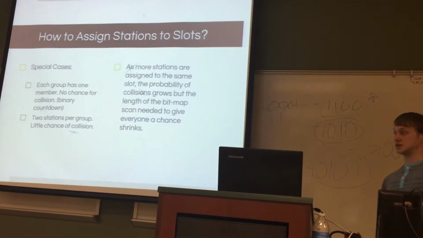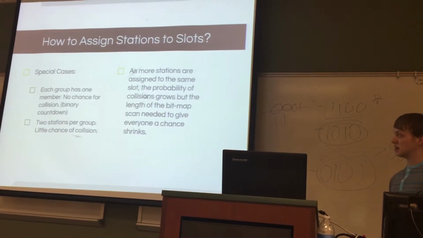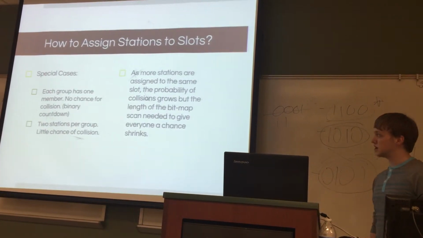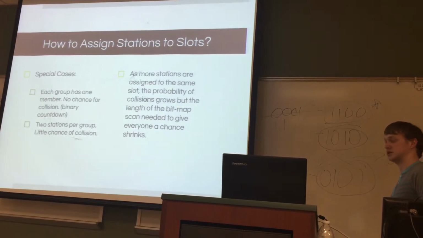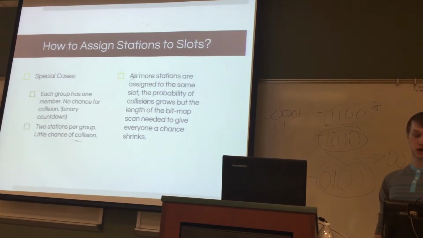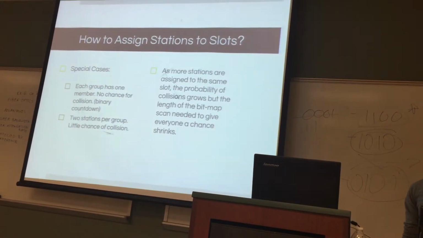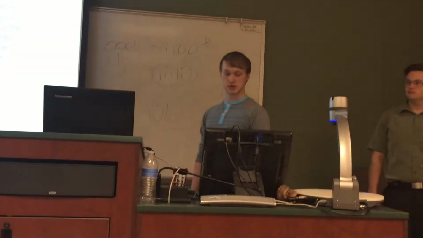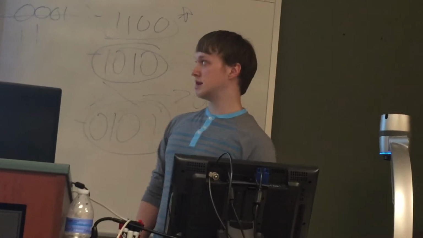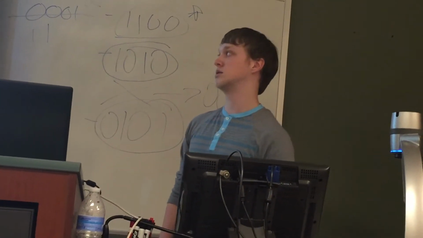How do you assign stations to slots? As more stations are assigned to the same slot, the probability of collisions grows, but the length of the bitmap scan needed to give everyone a chance shrinks. A special case is when each group has 1 member. There's no chance for a collision because there's just 1 person. The binary countdown is an example of that. With 2 stations per group there is a little chance of collision. And the limiting case is a single group containing all stations, which is what slotted ALOHA does.